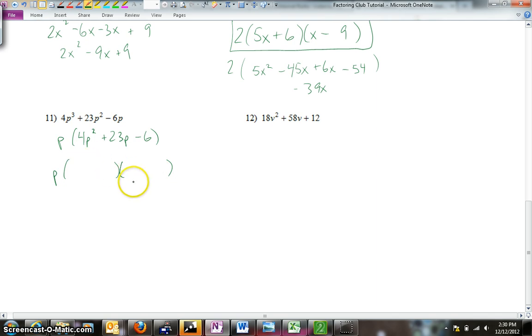Let's try, I'm actually going to go 4p and 1p here. I've got a little bit of a premonition because I realize if I do a plus 6 here, when I multiply these together, I'm going to get a positive 24. That means this would be a negative 1, and that would multiply to be negative 1p, and I'd add those, and I think I get the 23 I'm looking for. Let's check.